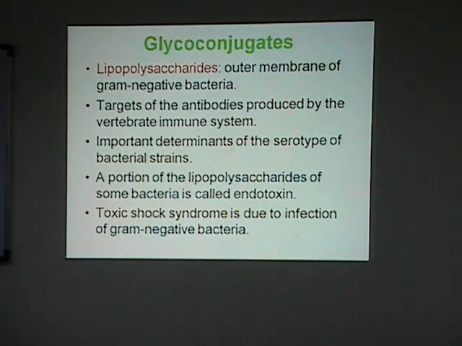What type of antigenic determinant is dependent on it? Accordingly, there is a production of antibodies. A portion of the lipopolysaccharides of some bacteria is called endotoxin. Toxic shock syndrome is due to infection of gram-negative bacteria. Sometimes it does not harm; only that particular antigen causes shock for the host, nothing else.